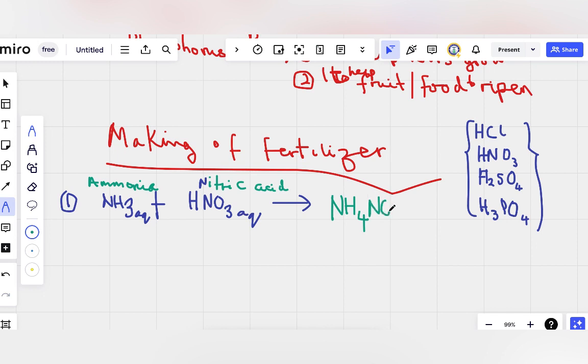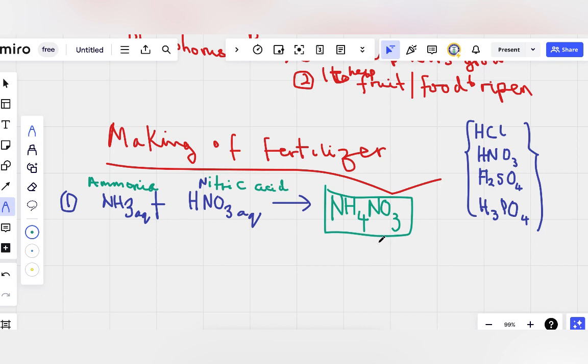So this ammonium nitrate is a type of fertilizer. This is one way of manufacturing fertilizer. This is ammonium nitrate fertilizer. Okay, so in the industry.